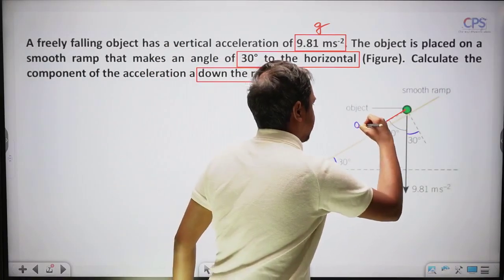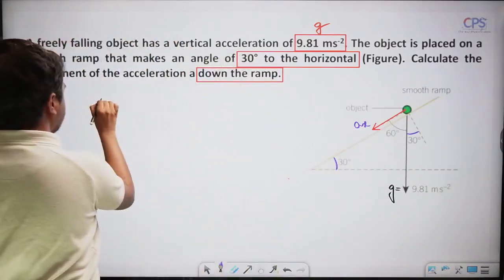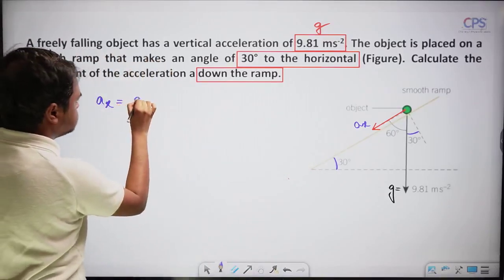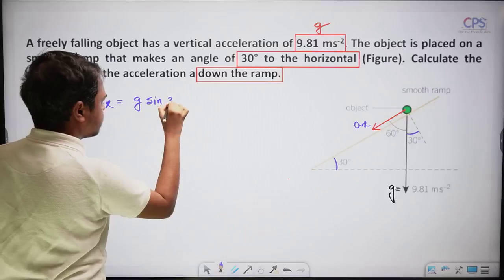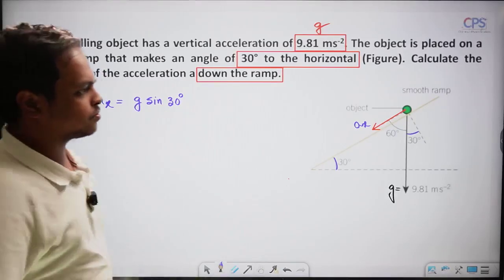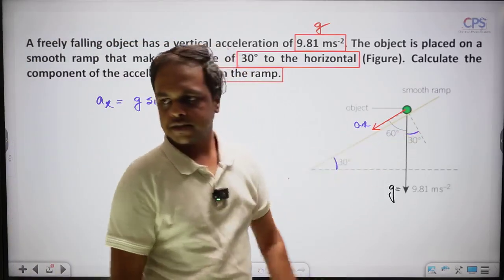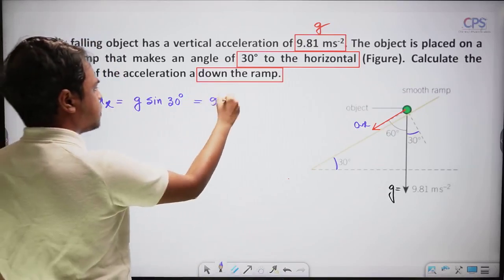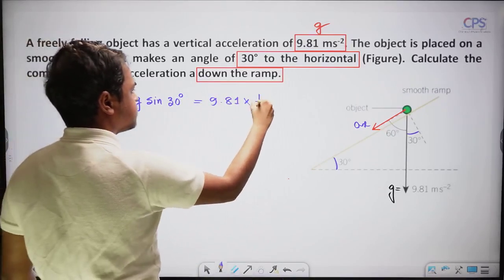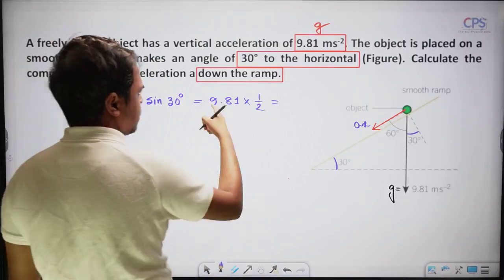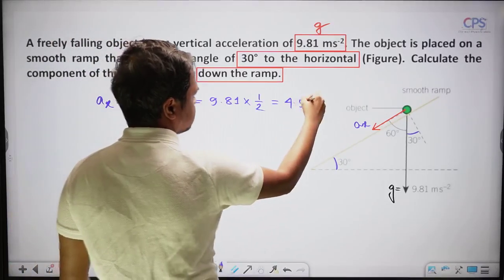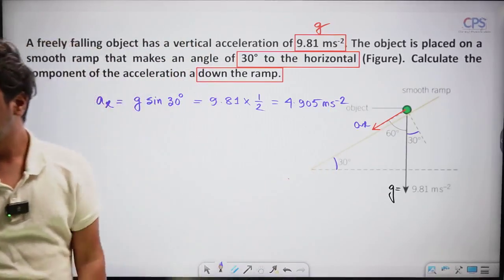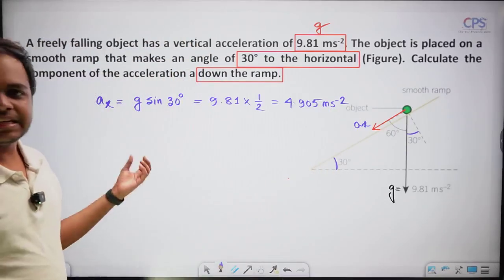Let's say this is ax. As this is the opposite one, you have to write g sine 30, opposite to this 30. So 9.81, and sine of 30 means half. So you get 4.905 meter per second square. That's it. That's the answer. So that's a very easy question.